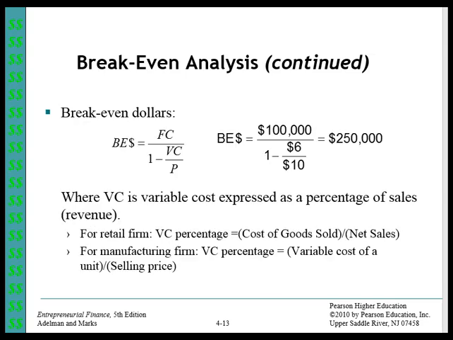I mentioned earlier about the break even in dollars. It's just the fixed cost divided by 1 minus the variable cost percentage, right? So this would be different for a retail company, it's the cost of goods sold divided by net sales. For a manufacturing company, it's going to be the variable cost of a unit that you sell, right? So it could be different numbers for different industries.